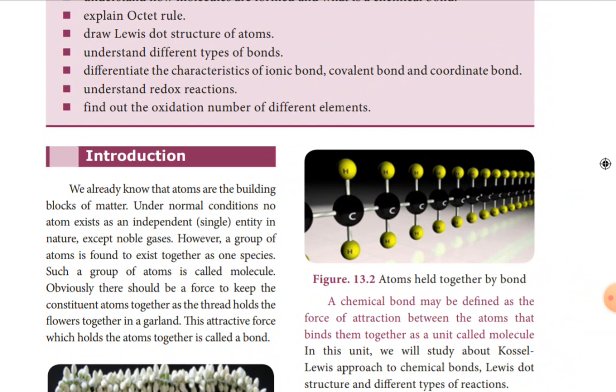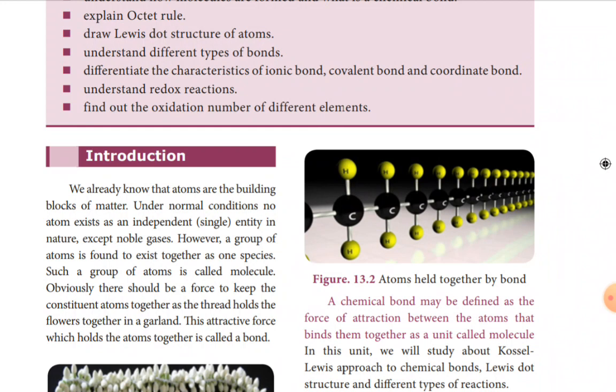In the modern periodic table, in the last column, the 18th group, the noble gases are located. That is helium, neon, argon, krypton, xenon. These gases always exist in an independent state, that is, as a single entity in atomic form. All the remaining atoms combine together and always exist in the form of molecules.